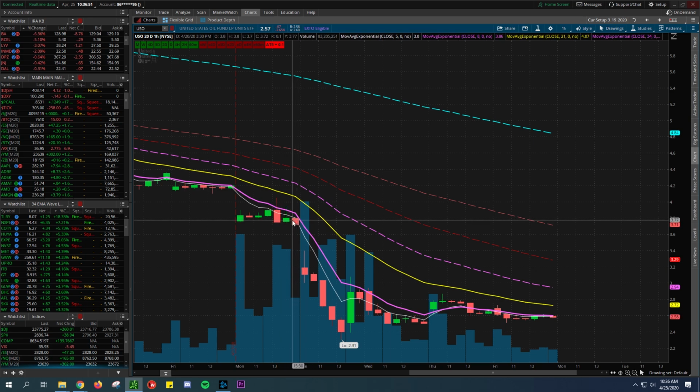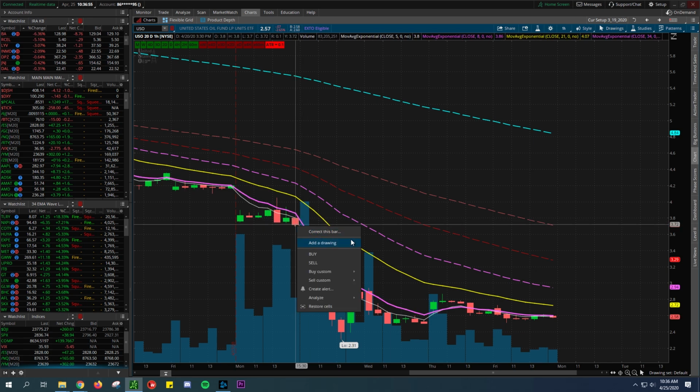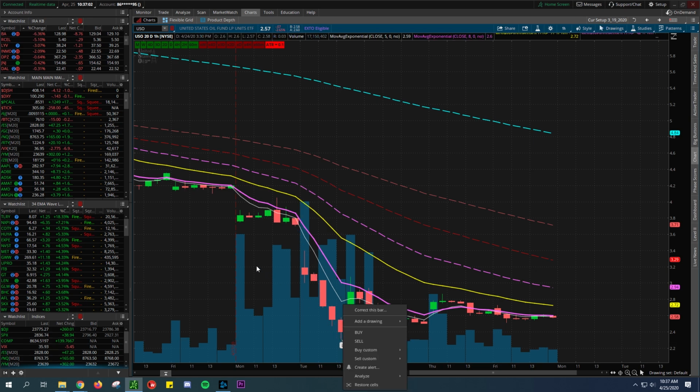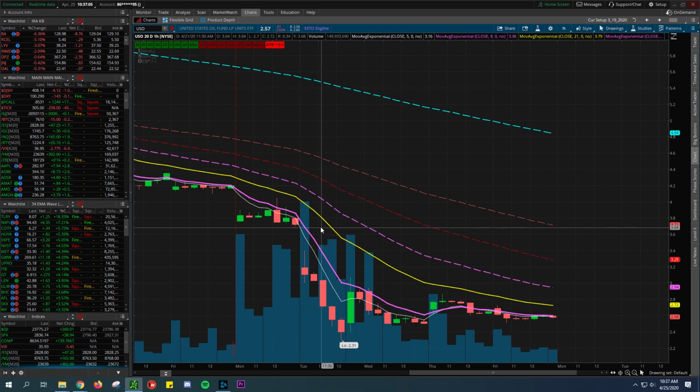probably around 3.75. Then bada bing, bada bang, it gaps down. It gaps down pretty big, until the close of Tuesday it gaps down about 38%. And again, this is a less than $3 stock.